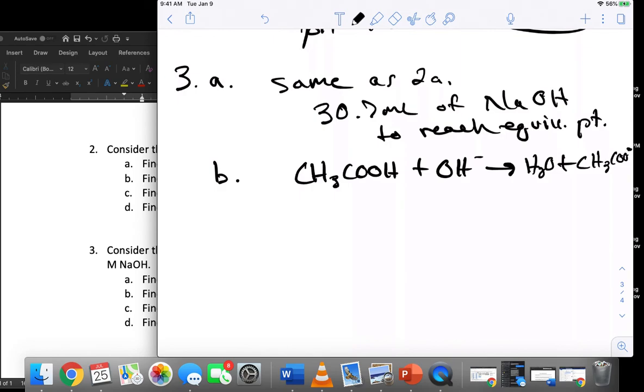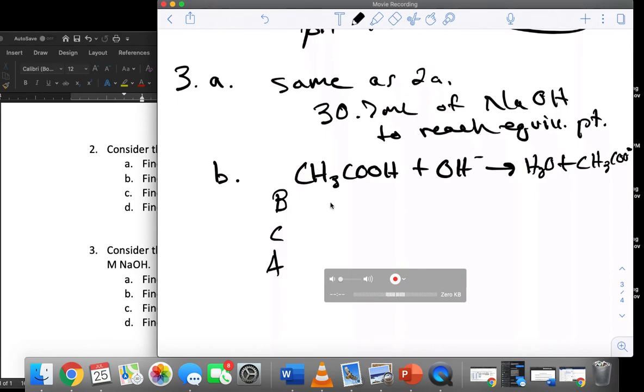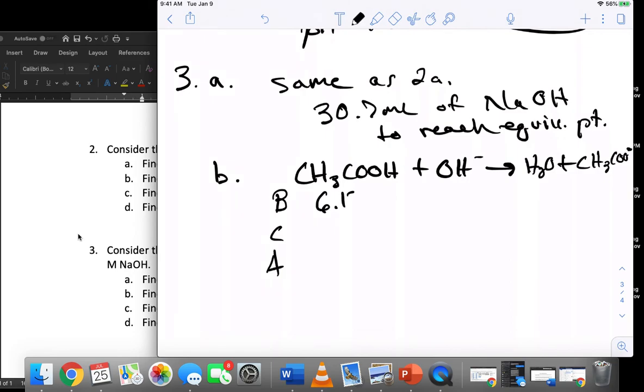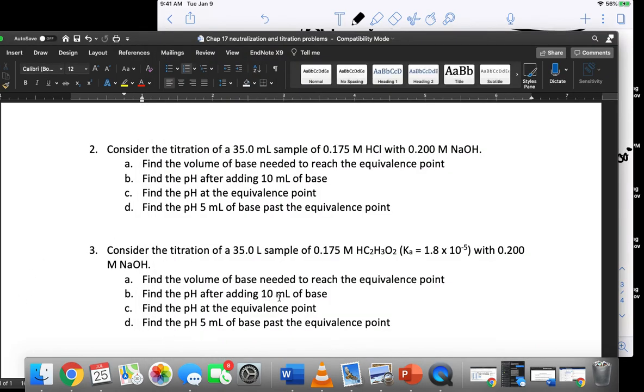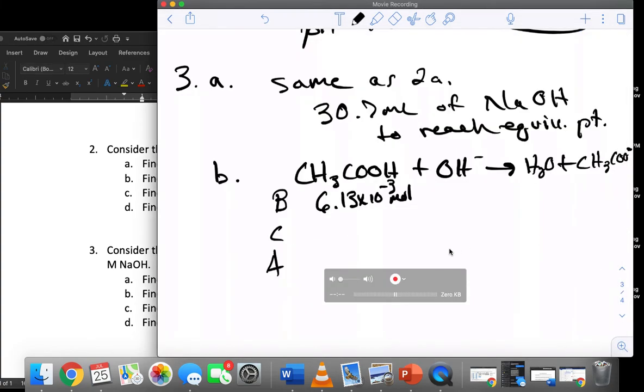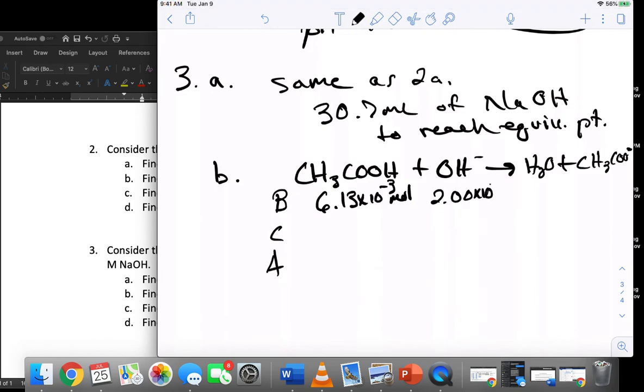I think it's easier without the sodium there to see the conjugate pair that you're going to be making. And now to put in my amounts, the nice thing here is my moles for acetic acid should be the exact same as what I had for HCl in the last example, which was 6.13 times 10 to the minus 3. Normally you get that by taking your concentration and your volume and multiplying them together to get your moles. Hydroxide is the same exact situation. For part B, we've added 10 milliliters of base. We have 0.2 molar NaOH again. So I can take 0.2 times 0.010, which will give me 2.00 times 10 to the minus 3.